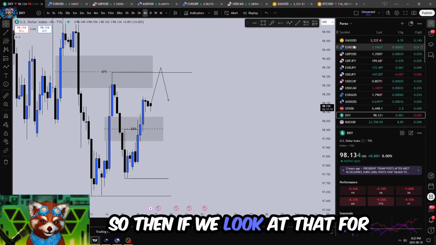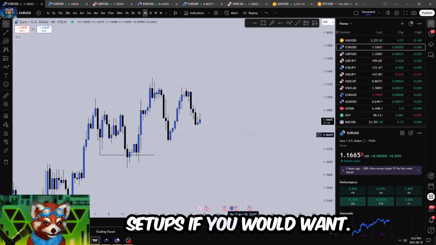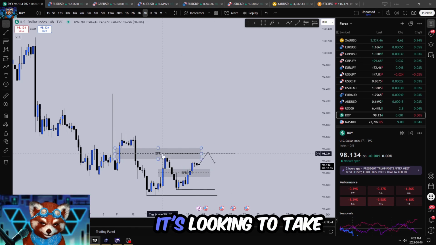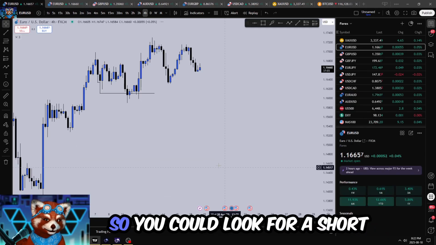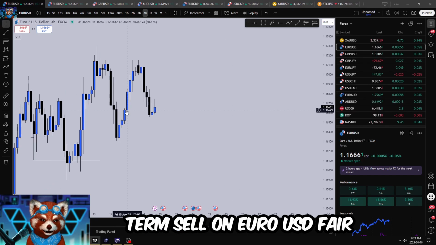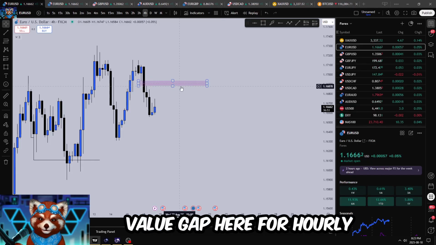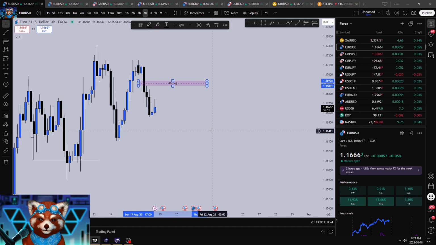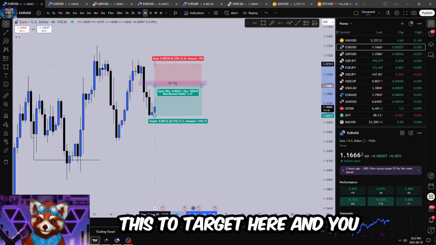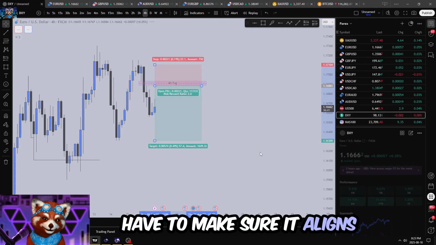So then if we look at that for EU, you can actually do two setups if you would want. Currently, we know that DXY is looking bullish. It's looking to take out that liquidity. So you could look for a short-term sell on Euro USD. Fair value gap here, 4 hourly. You can look something like this to target here. And you have to make sure it aligns with DXY, right?